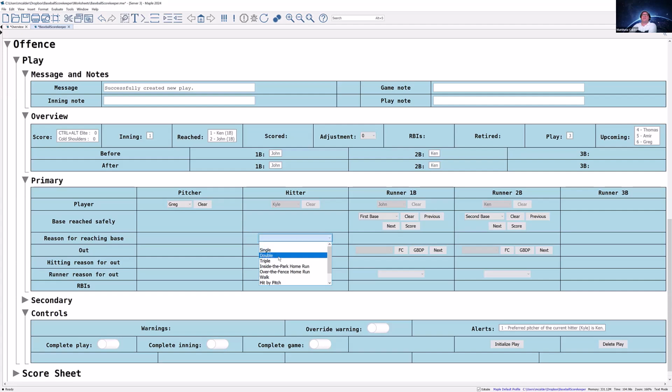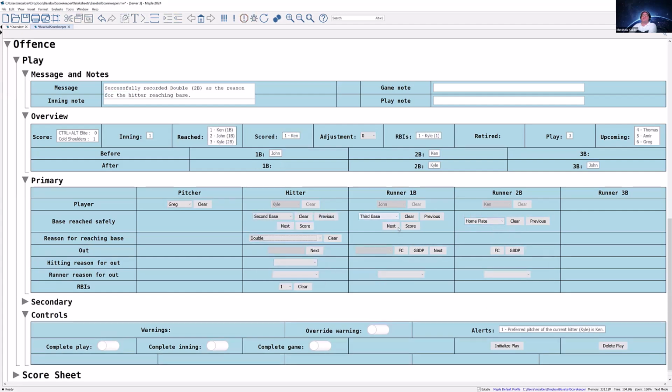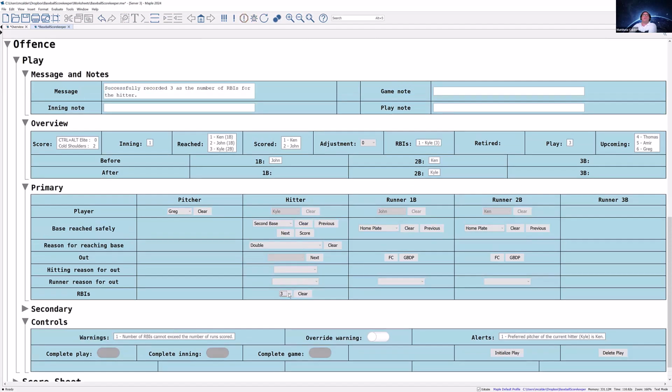Let's say Kyle hits a double. So Ken's automatically going to score. John's at third base, but let's say he took an extra base and he scored, so you can do that. I also notice that the RBIs are automatically tallied. And if I were to set this to 3, it'll complain that that's not possible. Right, so I'm going to put that back to 2 and then move on.